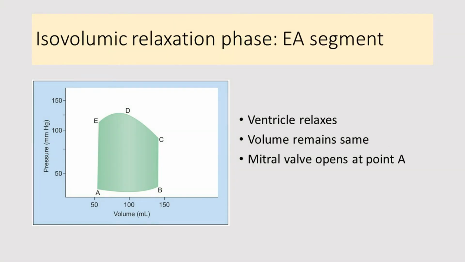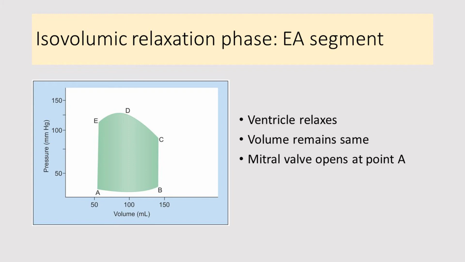Now, the closure of the aortic valve is followed by relaxation of the ventricles, and the ventricles relax as a closed chamber. So this phase, the EA phase, is the isovolumic relaxation phase. The volume present at the start of this phase is the end systolic volume, which is on average about 50 to 60 ml. That is the end systolic volume.